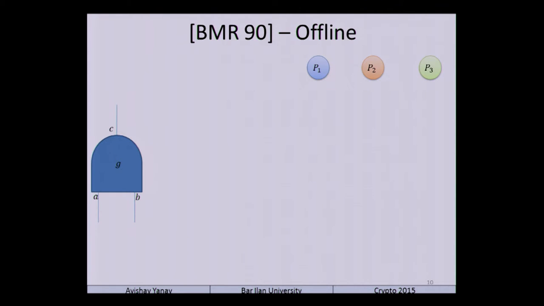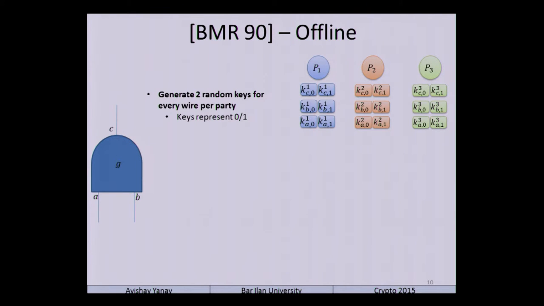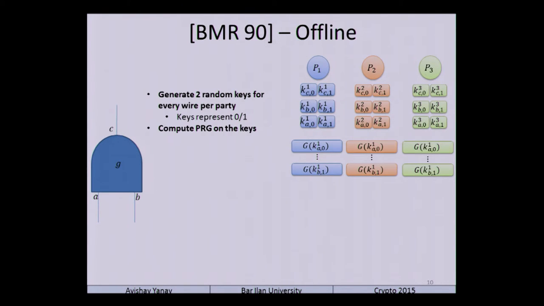In order to describe our protocol, it is worth knowing the basics of the BMR protocol. In this example, we have a gate G, which is part of the circuit that the players want to compute. It has two input wires, A and B, and an output wire C. For this example, we have three parties, P1, P2, and P3. The first step is to compute two random keys for every wire in the circuit. Those two random keys represent the signals: one of them represents the signal 0, and the other represents the signal 1.